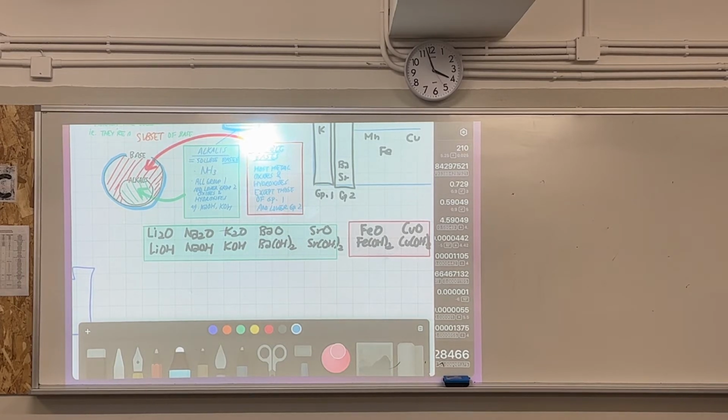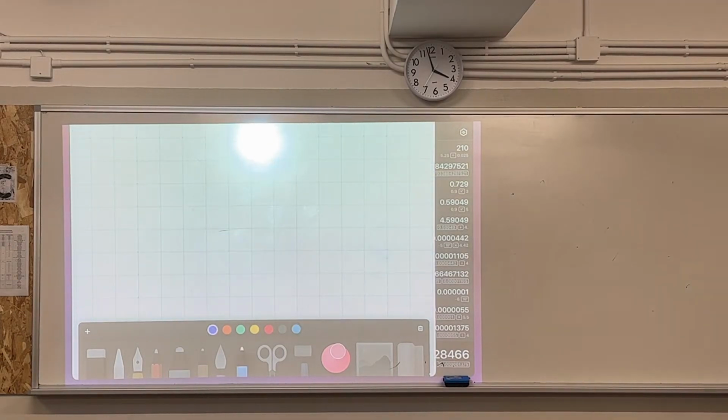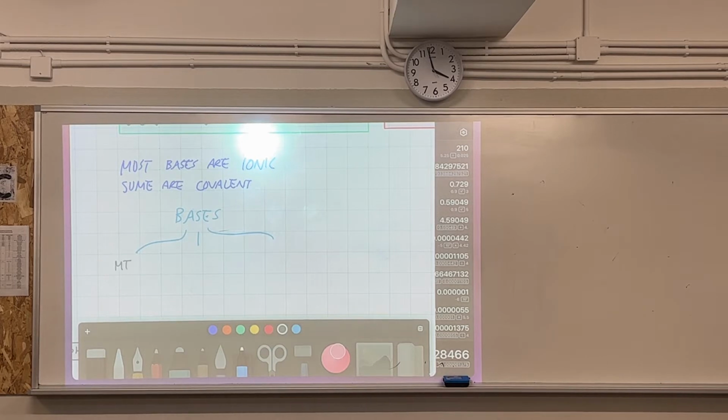So all bases are ionic compounds. Can you think of a counter example? What is the base that is not an ionic compound? NH3. Okay, so you can put down most bases are ionic, some are covalent. Why? Because bases include 3 types of things: the metal oxides, the metal hydroxides, and ammonia.